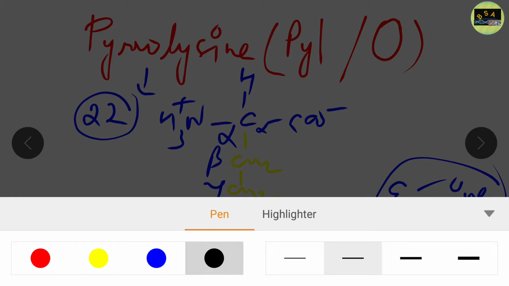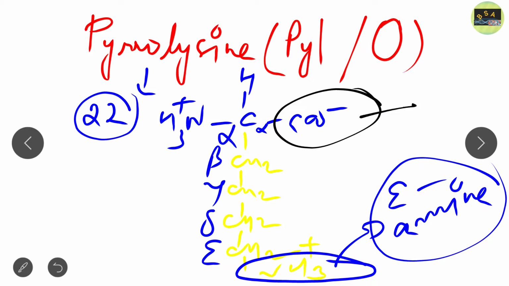This is the alpha carbon because it is attached with the primary functional group COO minus. So basically this is the structure of lysine, clear? I explained all these things in my previous lectures on amino acids, so please go and watch that. This is the structure of lysine, and the structure of pyrrolysine is somewhat similar to this structure.